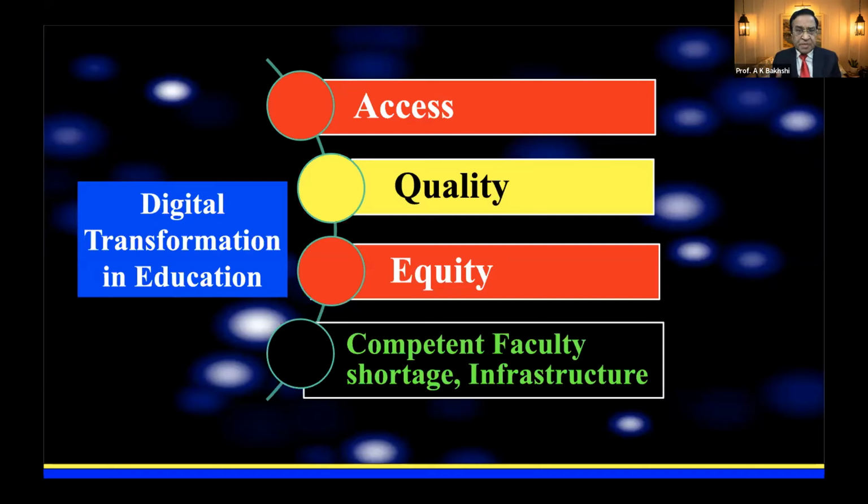Now the question comes, why do we do digital transformation in education? It helps us on four fronts. It helps in improving the access, that means we are able to reach to more people. It helps in enhancing the quality of education, and then in imparting education with equity. And lastly, it also helps in overcoming the problem of shortage of competent faculty and infrastructure. So technology helps on all these four fronts.